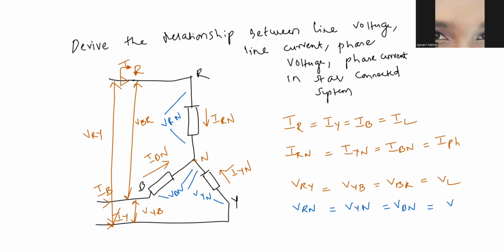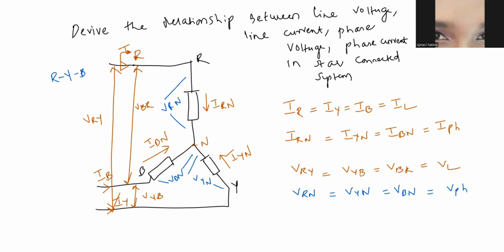So how are we writing this? Actually there's a sequence that needs to be followed: R, Y, and B. So this is the procedure. Let us proceed further. Now, if you observe, IR and IRN have the same current flowing, and IY and IYN. Can you see the directions are the same? IB and IBN also have the same direction.